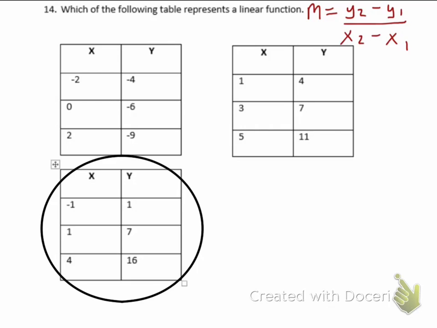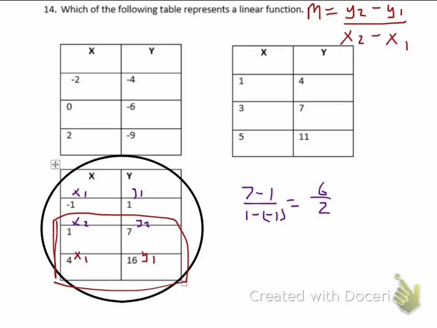So let's do x1, y1, x2, y2. Okay, so it goes 7 minus 1 over 1 minus negative 1. That'll equal 6 over 2. So I've checked those 2 points. Now let's make this x1 and this y1 and check it between these 2 points.